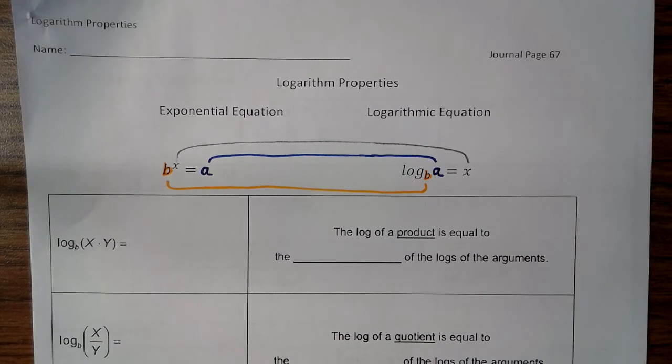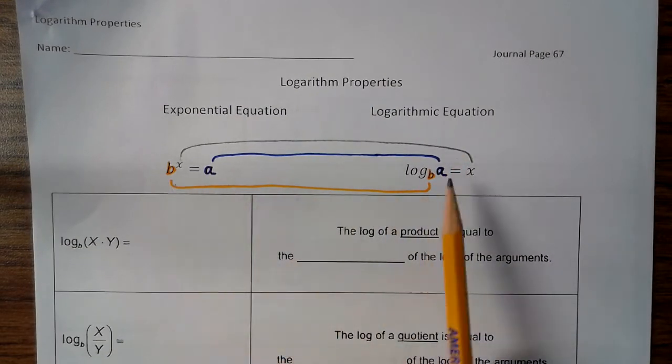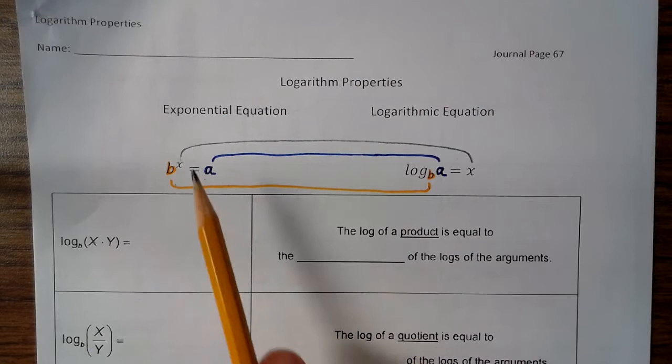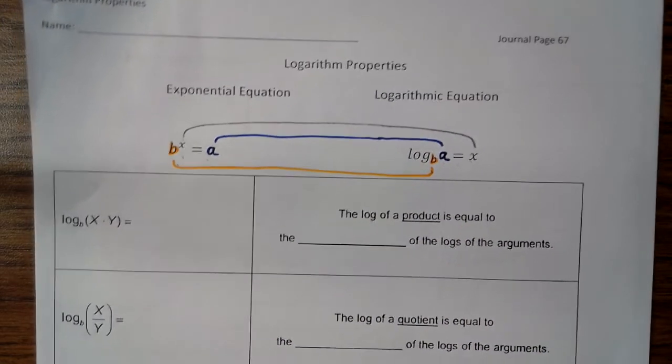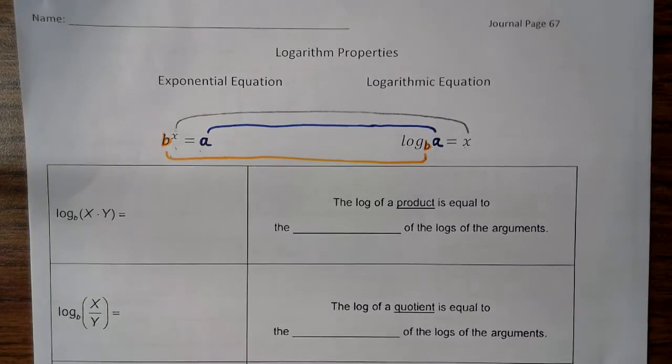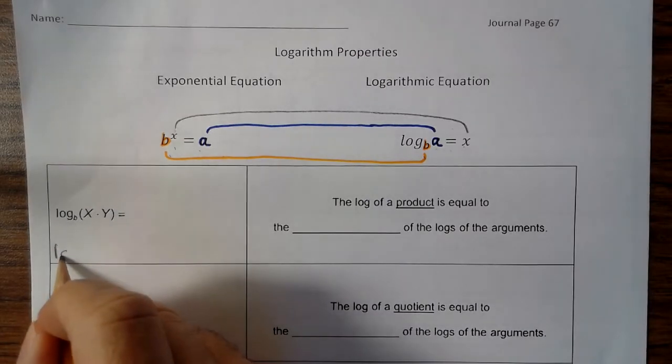Okay, so exponential equations are written b to the x equals a, and logarithmic equations are written as log base b of a equals x. Now you can see if you were to convert an exponential equation to a logarithm equation, the b would go here, the a would go here, and the x would go here, and vice versa.